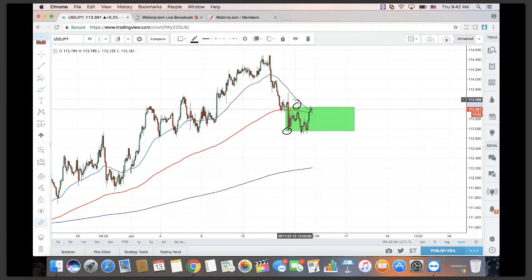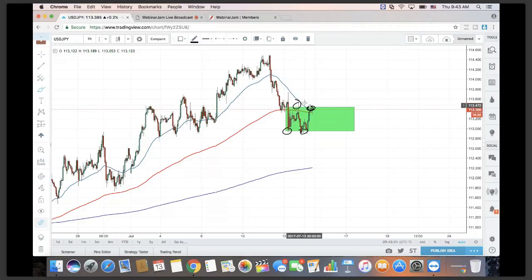They threw a wick up there. Then they came back to that first pullback. The circle here, they came back and they bounced off of it again, okay? Then they came back up to where that wick was, and they bounced off of that. Now we can clearly identify what's going to happen in the future, okay?